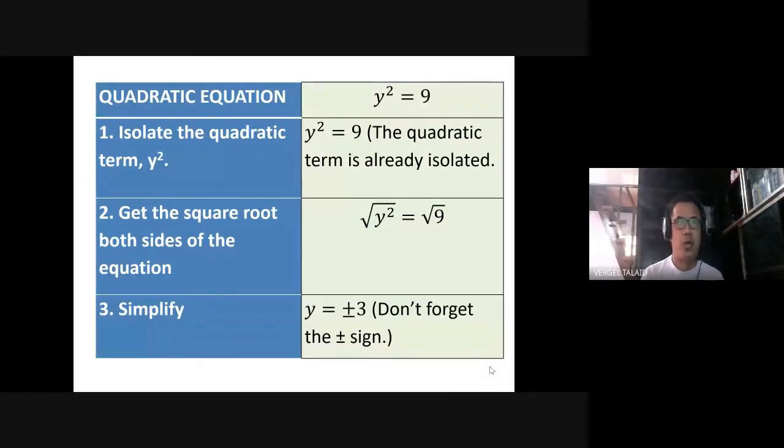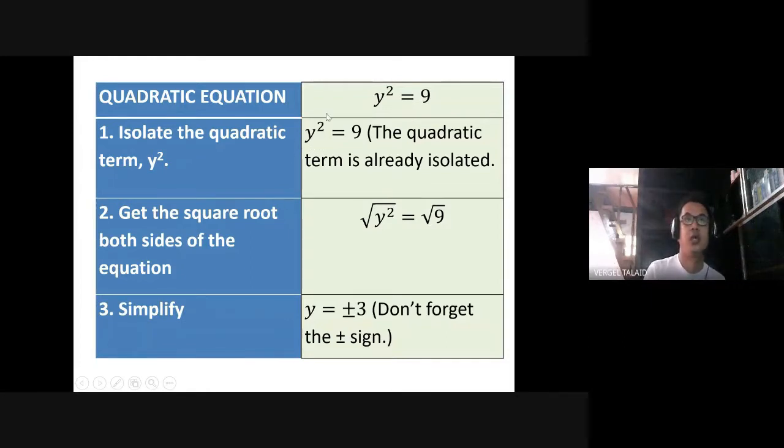Okay, so today we will have solving quadratic equations by extracting square roots. So I have here the steps in solving quadratic equations by extracting square roots. Given an example, y squared is equal to 9. The first thing is you are going to isolate the quadratic term.